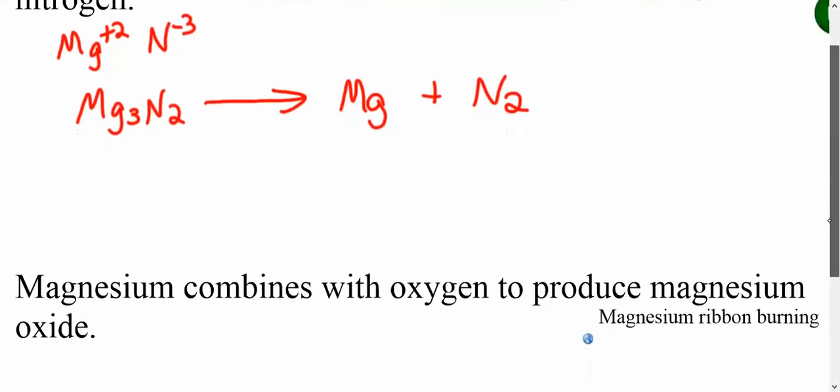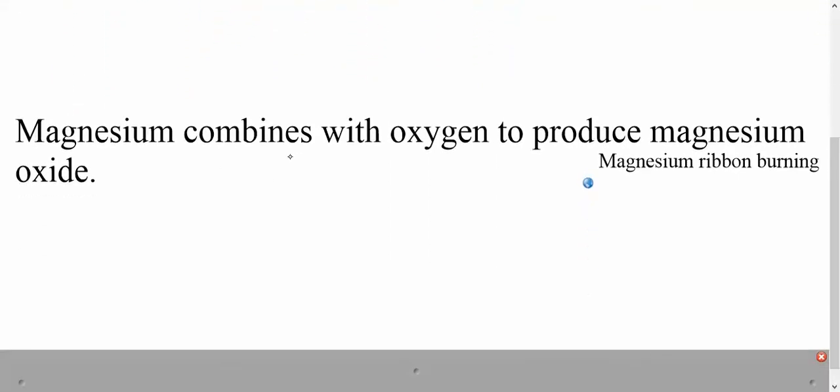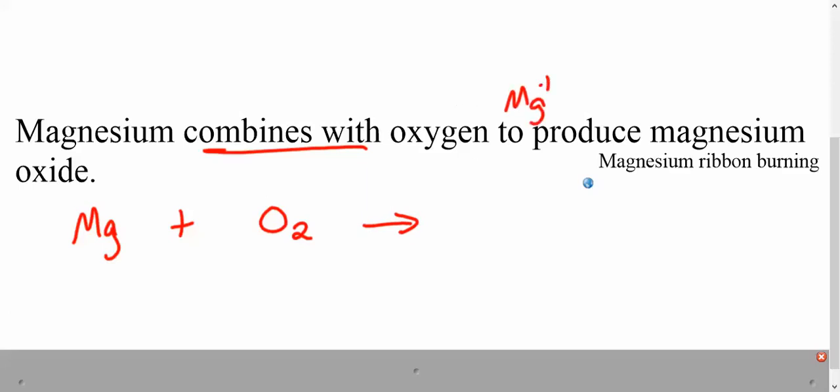Next, magnesium combines with, oops, that's a plus sign, oxygen, that's one of our 7 diatomic elements. Let me fix that. To produce, there's our arrow, magnesium oxide. We will write the formula for magnesium oxide, Mg plus 2, O negative 2, the 2's cancel, and you get MgO. Do not worry about the fact that it is not balanced at this point. Most equations are not balanced when you're writing them out.